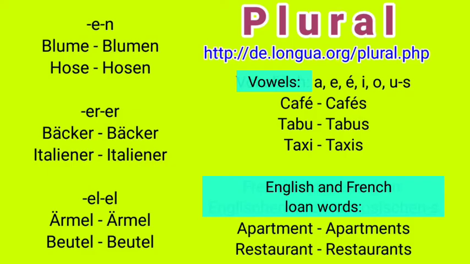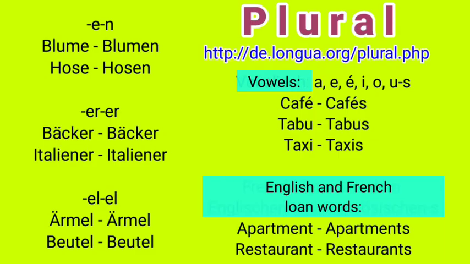If nouns end in vowels, for example, A, E, I, O, U, or others, you add an S. For example, Café, Cafés, Tabu, Tabus, Taxi, Taxis.